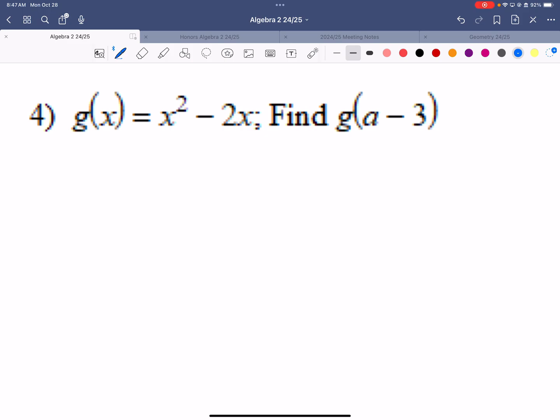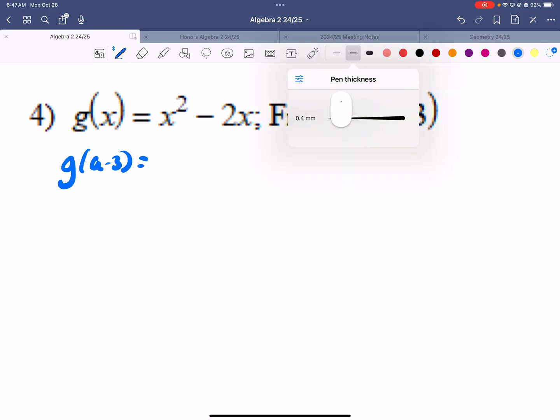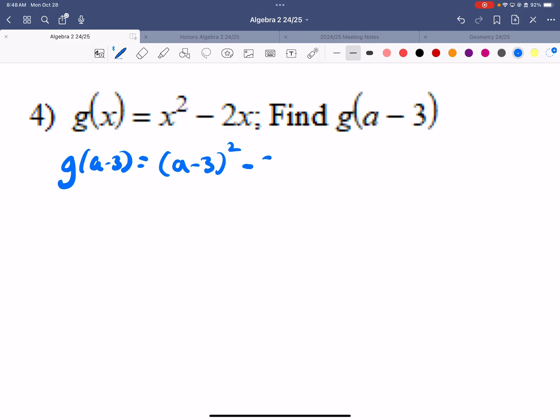So we've got g of x is equal to x squared minus 2x. We're asked to find g of a minus 3. So g of a minus 3, anywhere we see an x, we're going to put inside parentheses a minus 3. So it becomes a minus 3 squared minus 2 times a minus 3. So that's the setup. Now we just have to remember how to do the math within this.